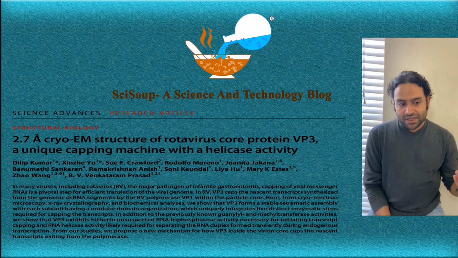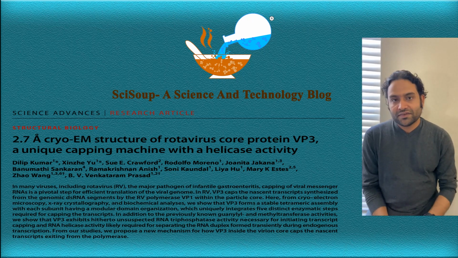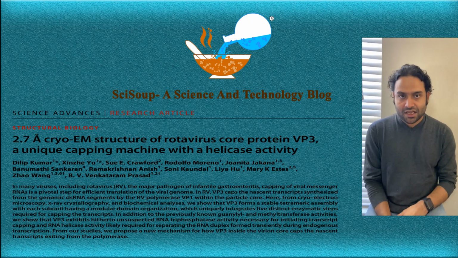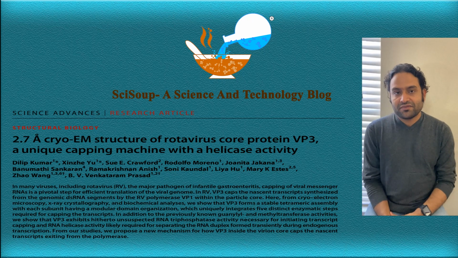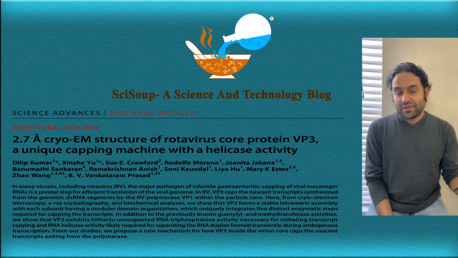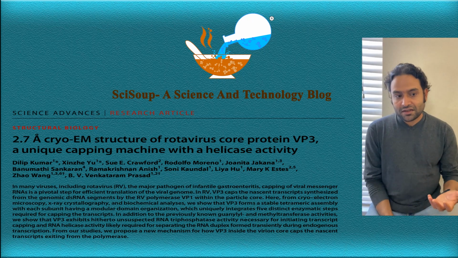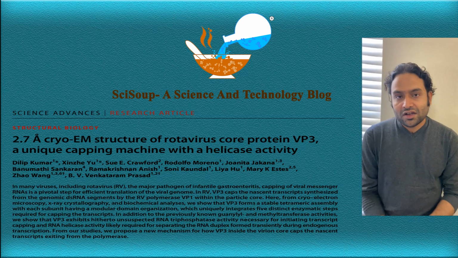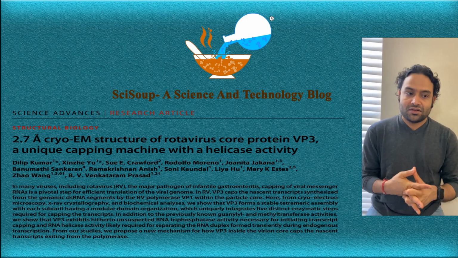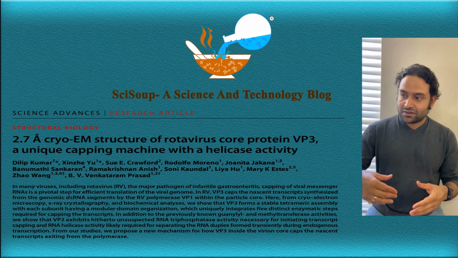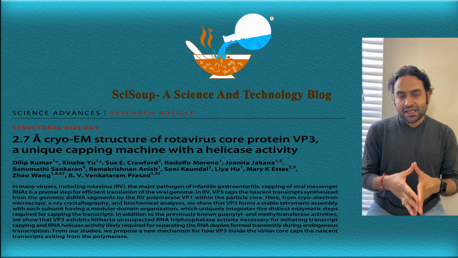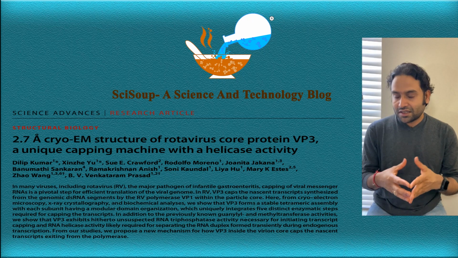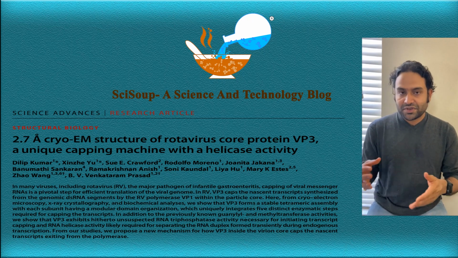Using a combination of structural biology techniques, X-ray crystallography and cryo-electron microscopy, we were able to determine a high-resolution cryo-EM structure of this capping enzyme VP3, and we also validated that structure by X-ray crystallography. One of the most fascinating parts of the study was the higher oligomeric structure of this protein. When we look at the micrograph and the gel filtration column pattern, we could clearly see that this protein forms a higher tetrameric assembly, which is very stable in different pH ranges.